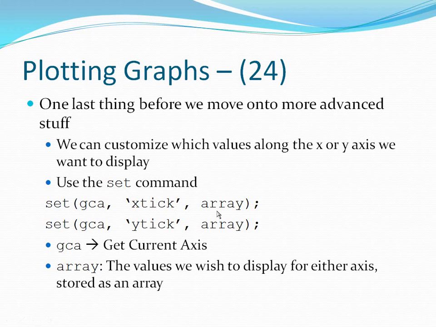So if you wanted to show numbers from 0 to 10 in steps of 2, you would do 0, 2, 10. And it'll show those numbers on the x-axis only. And then you can do the same thing for the y-axis. Instead of x-tick, you do y-tick.